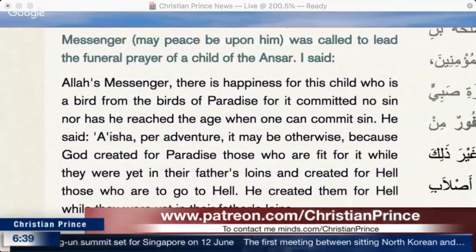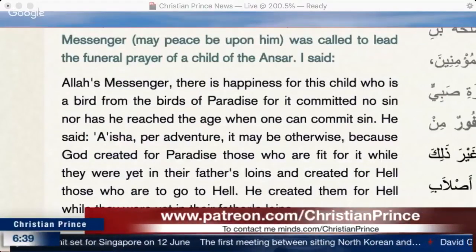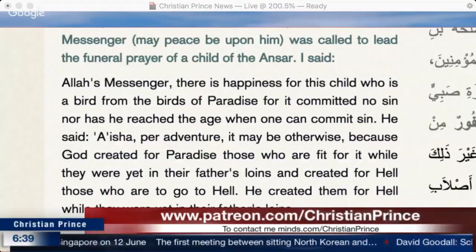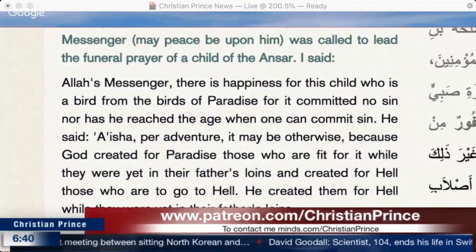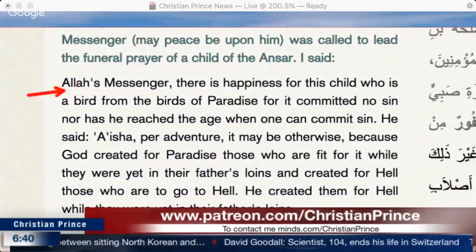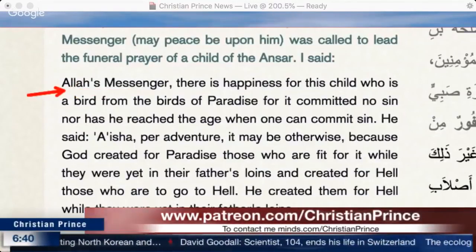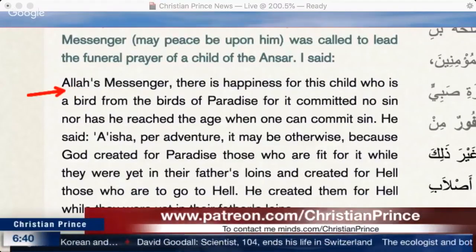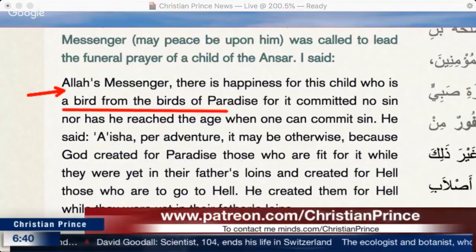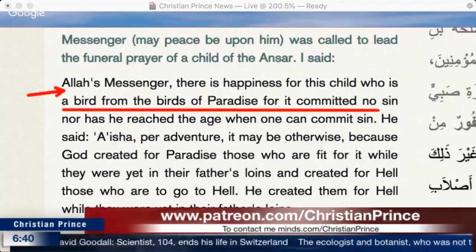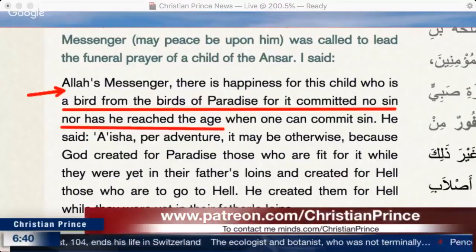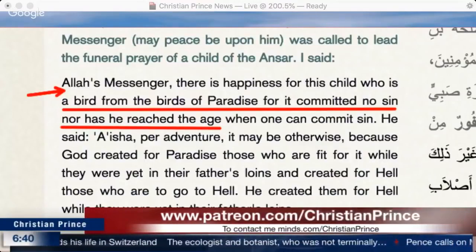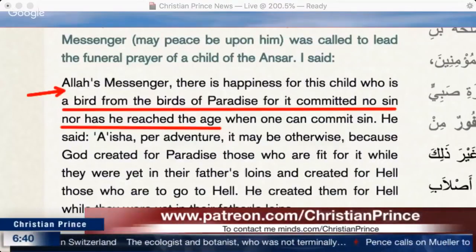So Aisha is speaking logic. She thought so because this child never committed sin. She is saying here the following, if we read together. It says, Aisha said, Allah's Messenger, there is happiness for this child, who is a bird from paradise, for it committed no sin, nor has reached the age of sin. So it's clear now that this child is a very little baby, not even like 5 years old, just a little baby.